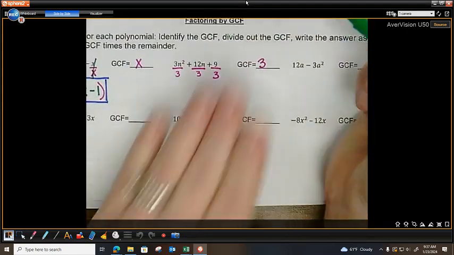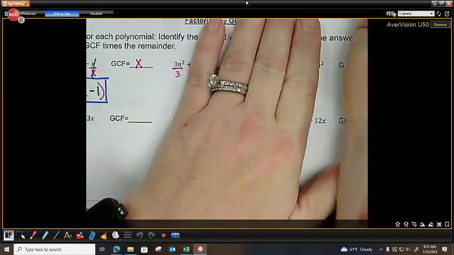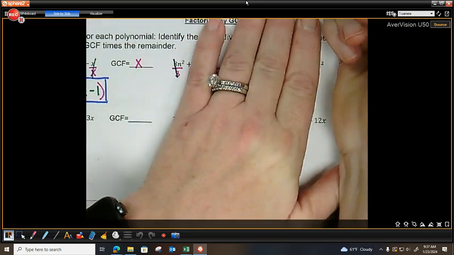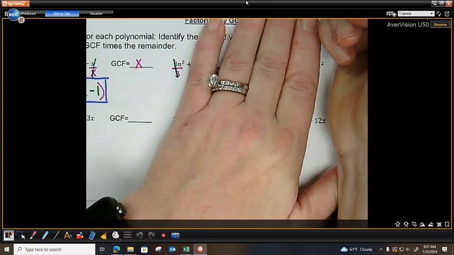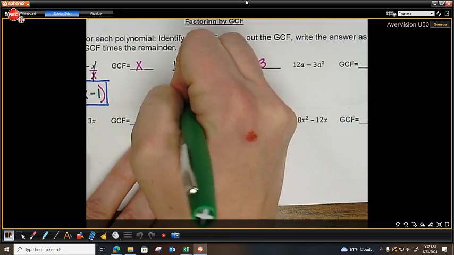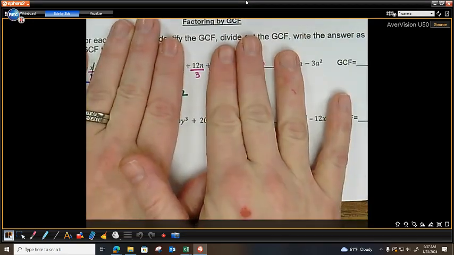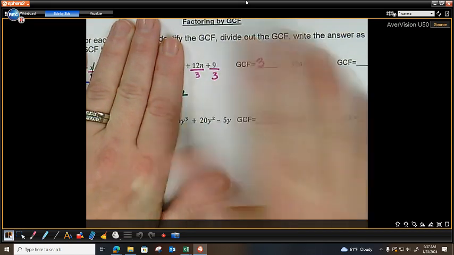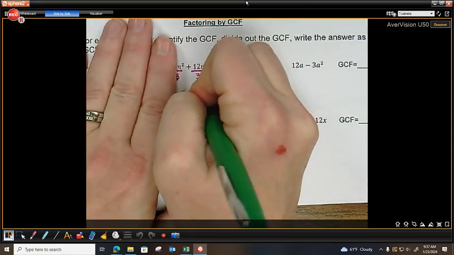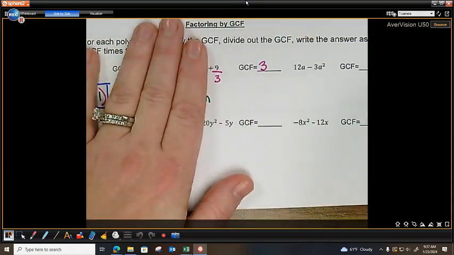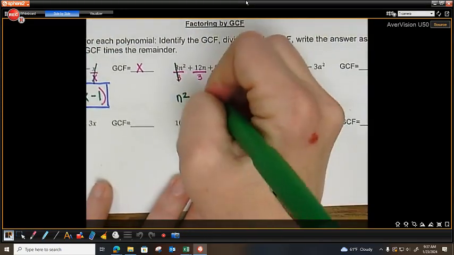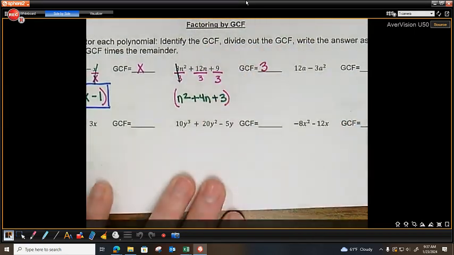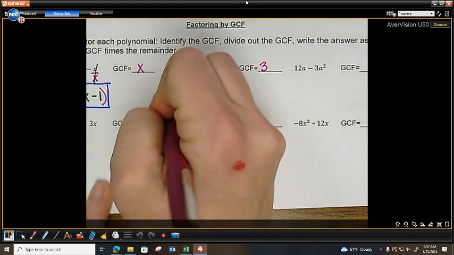Okay? So looking here, what's this become? So the 3's cancel out. 3 divided by 3 is 1. That's correct. But then what am I left with? N squared. Looking at that middle term, what's positive 12n divided by 3? 4n. And it's a positive, so plus 4n. And then lastly, what's 9 divided by 3? And it's a positive, so plus 3. Put it in parentheses. And what goes out in front? GCF. Done.